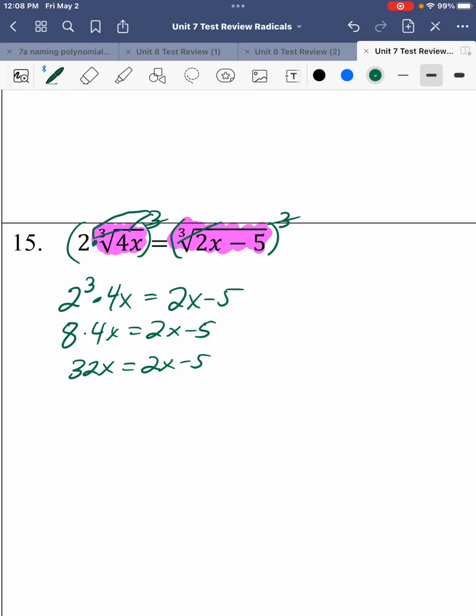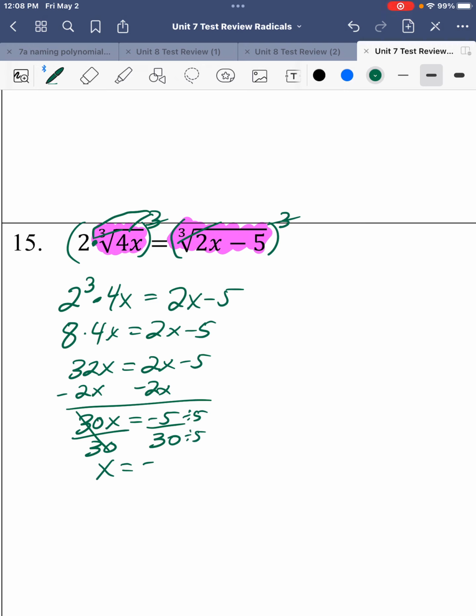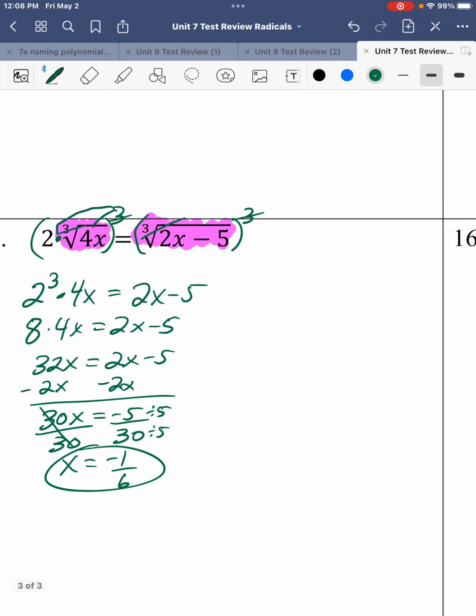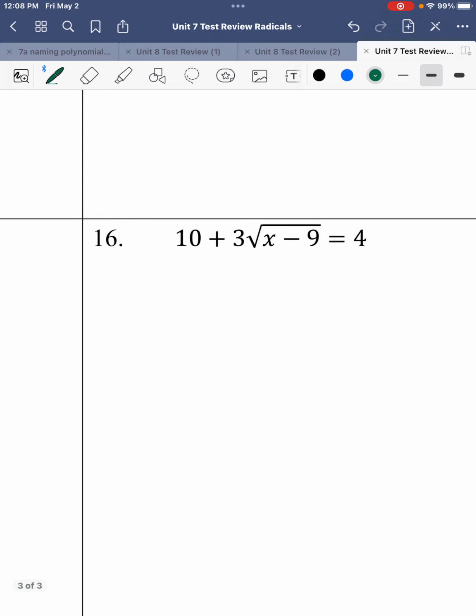And now we just got to get these like terms together. I'm going to put my x's on one side, so minus 2x. And simplify that. Divide numerator by 5, denominator by 5. And you get 1/6. Didn't do anything with the quadratic, so you don't have to worry about checking your solutions.